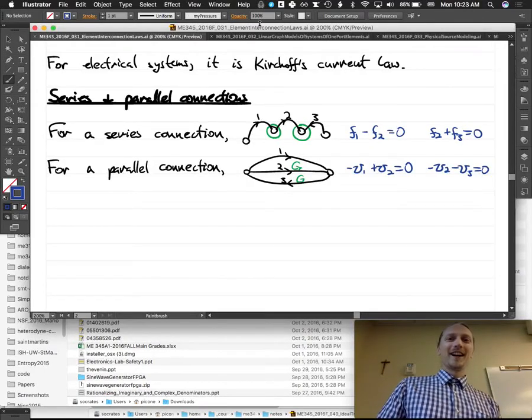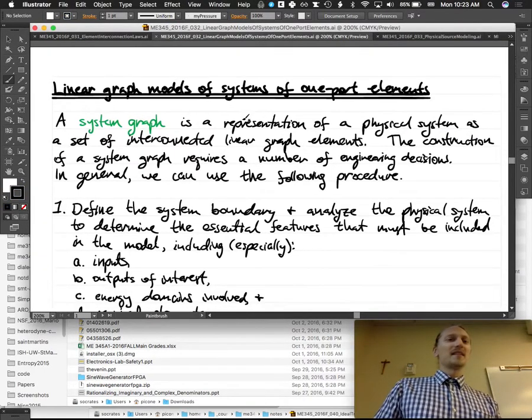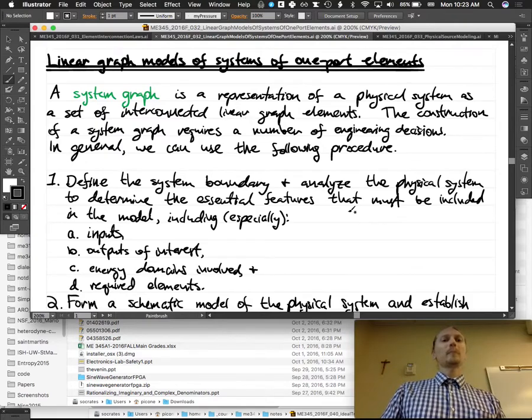We're getting there. So now let's start to put some things together. So, a system graph.